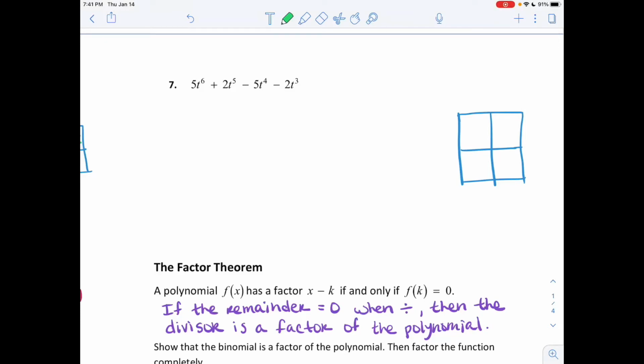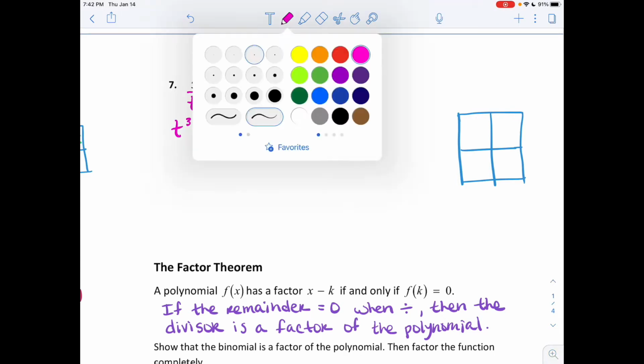Let's try another 4-term polynomial. This time I do see a greatest common factor, so I'm going to do that first. Nothing in common with all 4 terms with the numbers, but I see that I have a t cubed as my smallest exponent on t out of any of the terms. So I can divide by a t cubed and pull this out to the front as my greatest common factor.